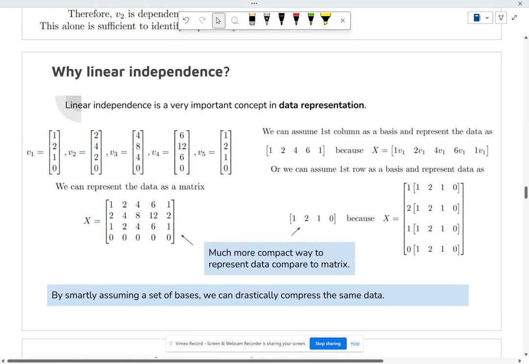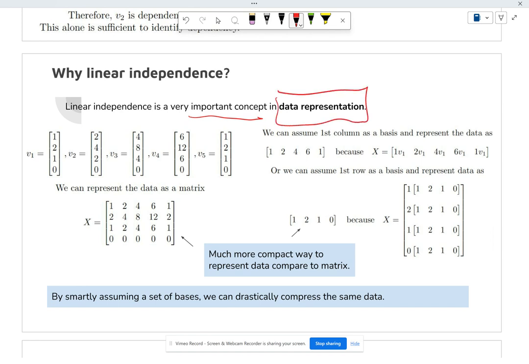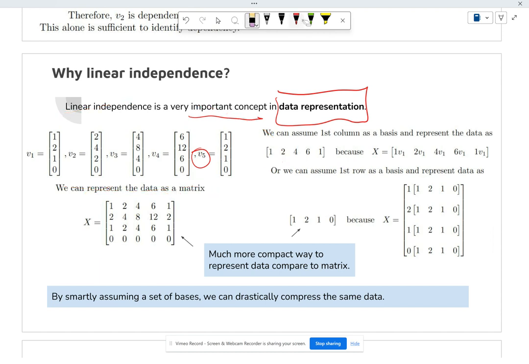So why do we care about linear independence? Well, linear independence is really important in the concept of data representation and compression. How do you compress data? Let's say you have a bunch of vectors. One way to represent these vectors is to simply make them as columns of a matrix. You can write this in a file and save them. But you can imagine this is only 5 vectors, but you can have 5 million vectors. So this could take up a lot of space in memory.